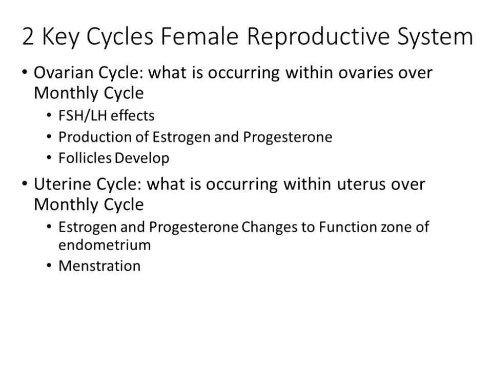And then when the corpus luteum cells no longer secrete high levels of estrogen and progesterone because they're undergoing apoptosis, the lack of estrogen and progesterone causes the changes that lead to the loss of that functional zone, the loss of some of that vasculature and cells, and that is sloughed off, and that is what menstruation is.